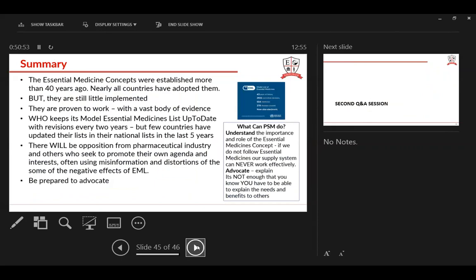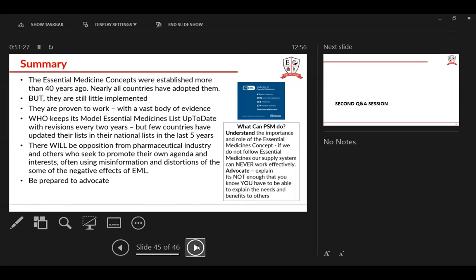Getting closer to our ending, we talk about the summary. The essential medicine concept was established more than 40 years ago. But guess what? We still have it on paper. We're not practicing it. Nearly all countries have adopted them, but there's still little implementation. We need to implement our EML. They are proven to work, with a vast body of evidence. WHO keeps the model essential medicine list up to date, with revision every 2 years.